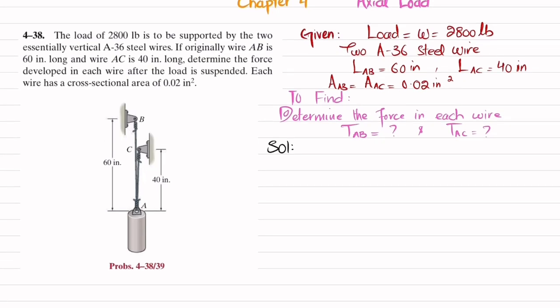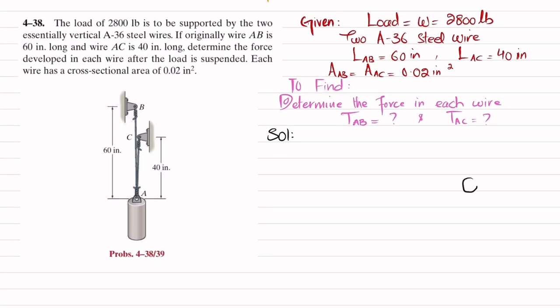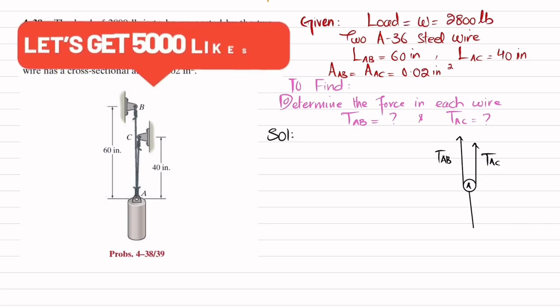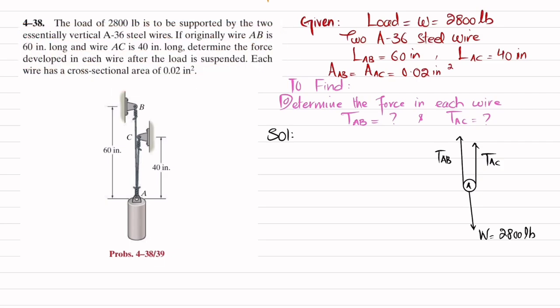So if you look at this diagram, let's say this is your point A, clear? So you will be having a wire AC. The force developed in wire AC is T_AC, clear? And the force developed in wire AB is T_AB. And the load that is acting downward, this W, is equal to 2800 pounds. So by using the equation of equilibrium, the sum of all forces along the y direction must be equal to 0, and upward force is taken as positive.